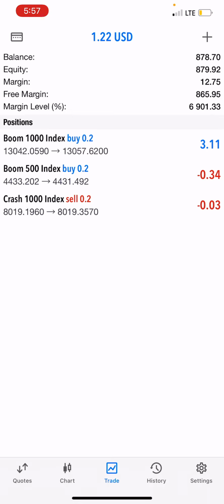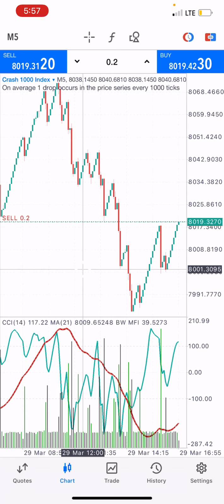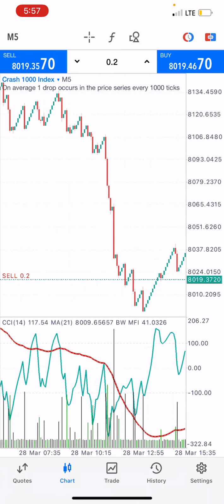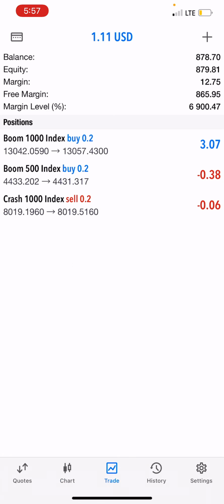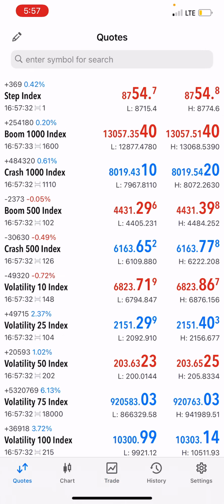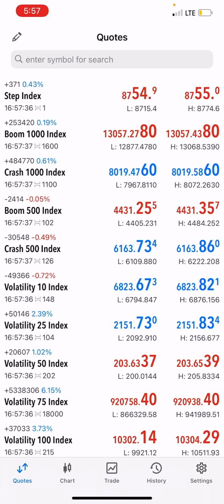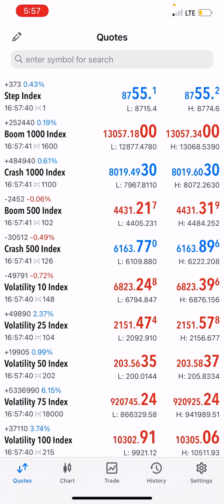So guys, let's watch and see which of them will give us the spike first. Stay tuned. Please, you have to see this live and clear. So it's gonna spike. We're expecting a spike for Boom 500 and Crash 1000 index, so we can make profit. That's how you can trade Crash and Boom.